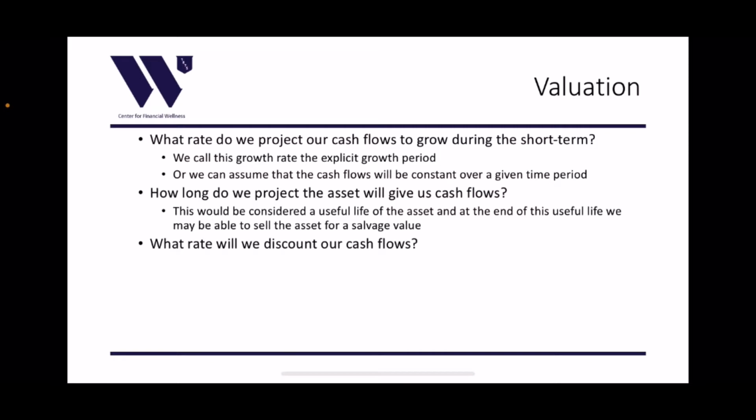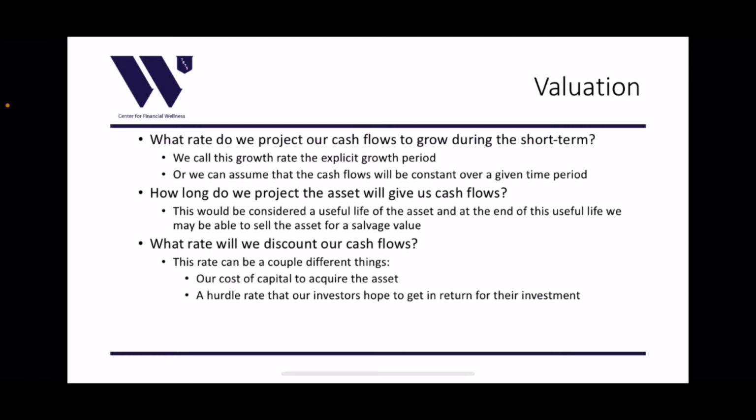We'll also want to know what rate we'll discount our cash flows at. This rate could be a couple of different things. The first is the cost of capital to acquire the asset. That would be the percentage potentially that we have, if we're looking at financing either through debt or through equity, the percent return that we have some requirement on for that time period. Or we could have a hurdle rate, which could be a rate that our investors hope to get in return for their investment. Potentially you're getting money through equity from some sort of investor and they're requiring, say, a 10% return on an investment. We could use that percent return as the rate that we discount our cash flows at.